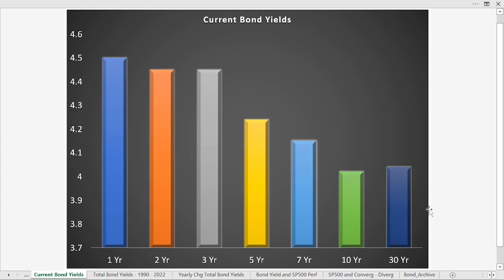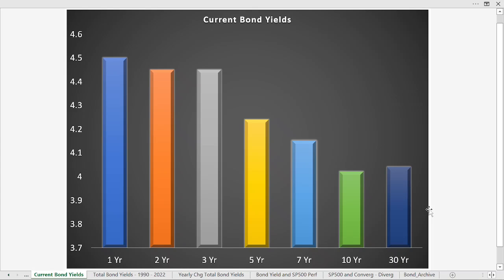I thought it might be interesting to take a closer look at the historical performance of the bond market, considering the current inverted bond market and really how extraordinary this year has been so far. What we're looking at here are the current bond yields. We have the 1 year, 2 year, 3 year, all the way up to the 30-year yield.